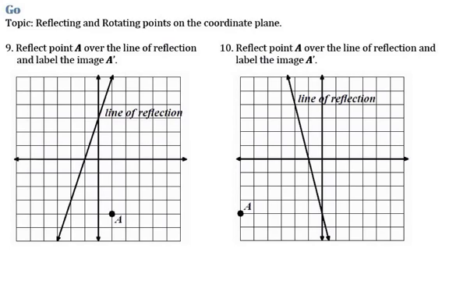Number 9, reflect point A over the line of reflection and label the image A prime. So remember, when you're doing it over a line, what you have to think about is the distance you're traveling. From the line to here, it's like we're traveling like that, right? But that distance is hard to figure out because coordinates work with vertical and horizontal lines. So figure out those differences and make a similar box.